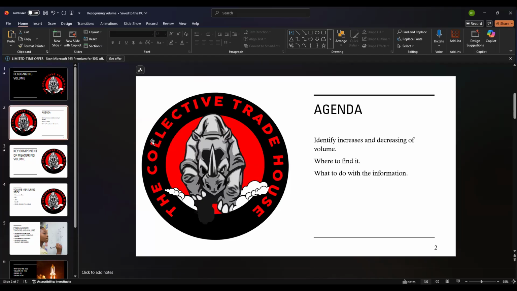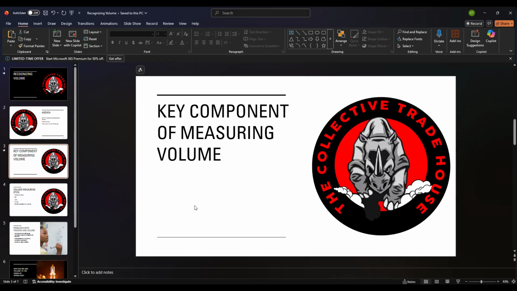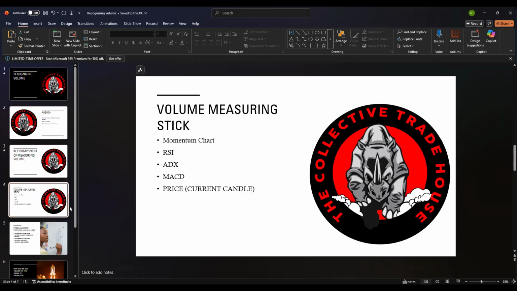So tonight's agenda is to identify increases and decreases in volume, where to find it, and what to do with the information. Okay? Where to find it and what to do with the information. So, key components in measuring volume: the momentum chart, the RSI, the ADX, the MACD, and price, meaning the current candle.